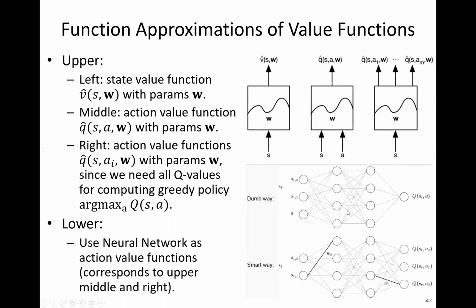If you use neural networks, it corresponds to having A as the input and producing one Q(S, A), or producing all Q(S, A) for all possible A's. I think Carla mentioned this before. Because you need all the Q(S, A) for all A's for computing the arg max over A, the greedy policy, the latter approach is predominant these days.